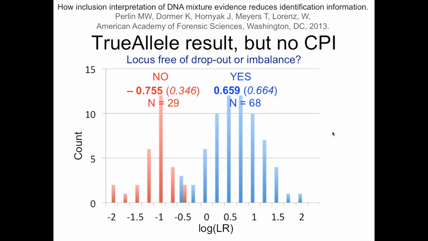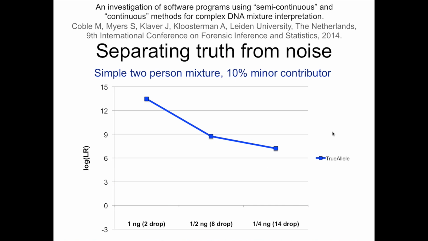And here we see that the red bars are between -2 and 0. And this is the distribution with an average of -3/4 of a log unit that shows that when there is dropout or severe peak imbalance, then TrueAllele will assign a negative weight of evidence, a log LR that's less than 0, indicating support for exclusion. Now, the computer, of course, adds up the results at all the loci, so if only a few loci have severe dropout, the overall effect is still an inclusion.